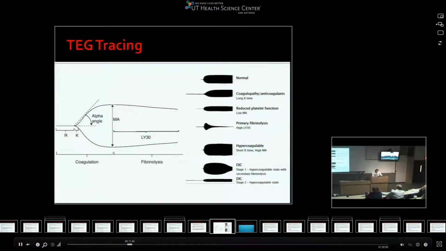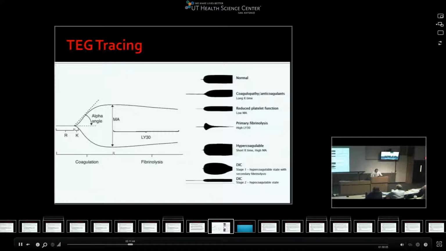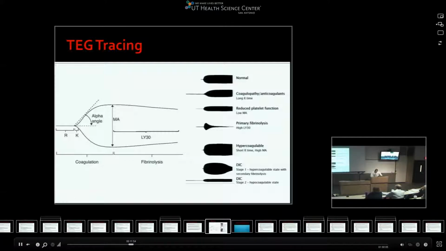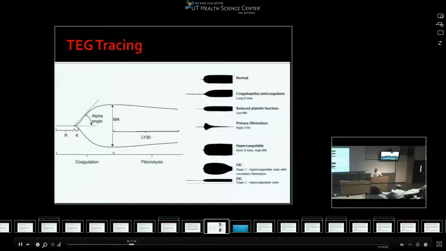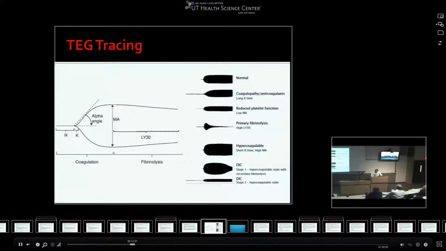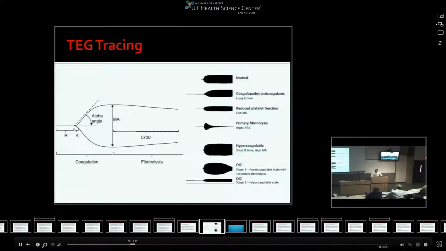Just for a brief review, this is a TEG tracing with the different values on here. To explain this real quick, the first value is the R value. The reaction time is the time to onset of clot formation. Elongation represents a deficiency in coagulation factors, as shown here on the left side. With anticoagulation, there's a long R time. The K time is the time from the end of the R until the clot reaches 20 millimeters, and this shows the speed of clot formation.